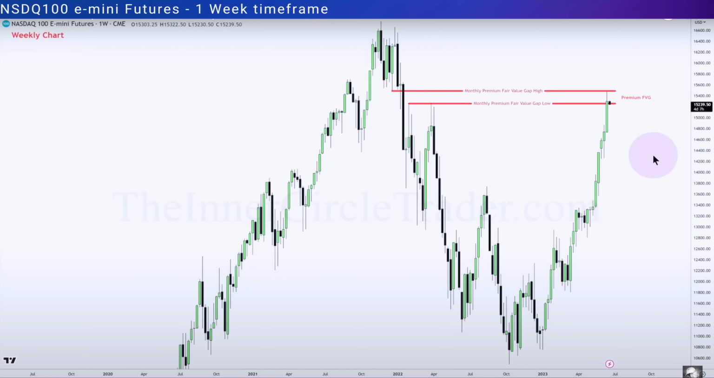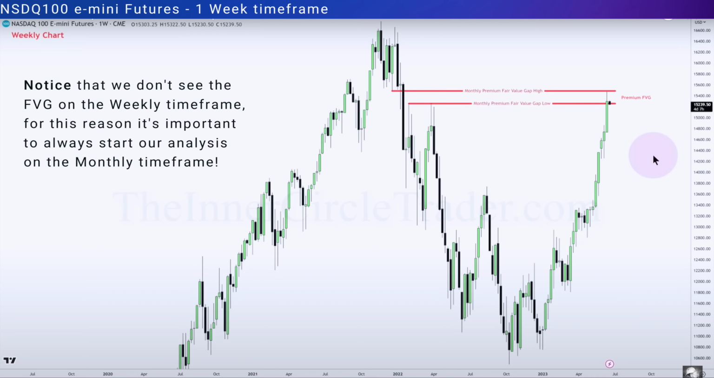I receive very often the question of why do I need to start my analysis, my forecast from the 1 month time frame? Why can I not just start from the weekly time frame? And here you have the exact example. If you look very closely, we do not see the big fair value gap on the weekly time frame. We see it only on the 1 month time frame, and that's the reason why it's so important to always start your analysis on the monthly time frame, because you're going to notice things that you actually do not see on other time frames.